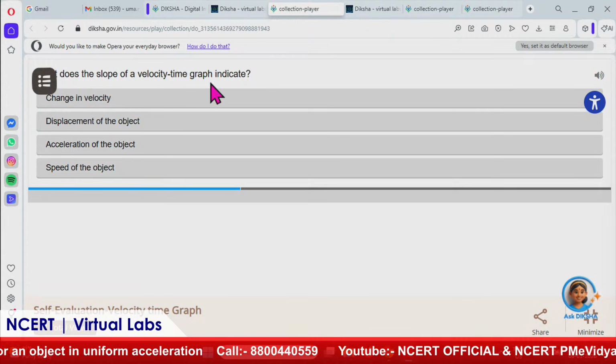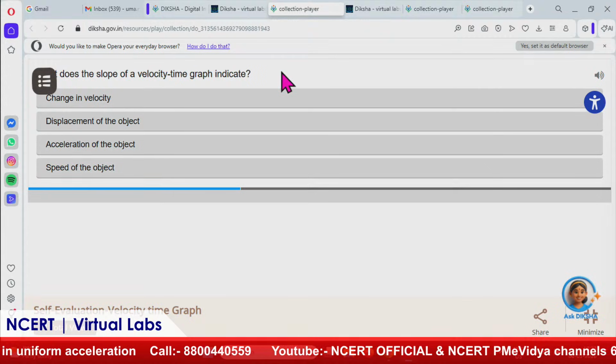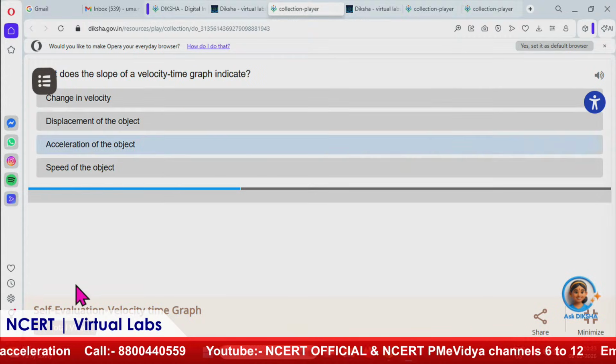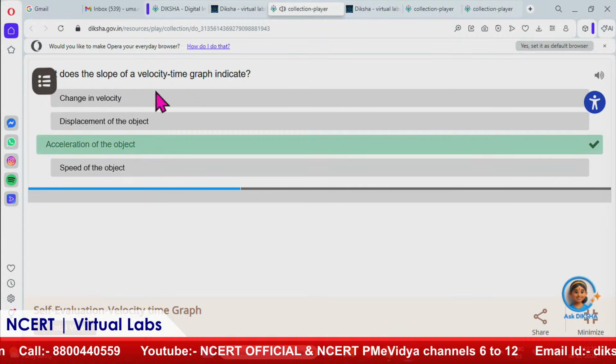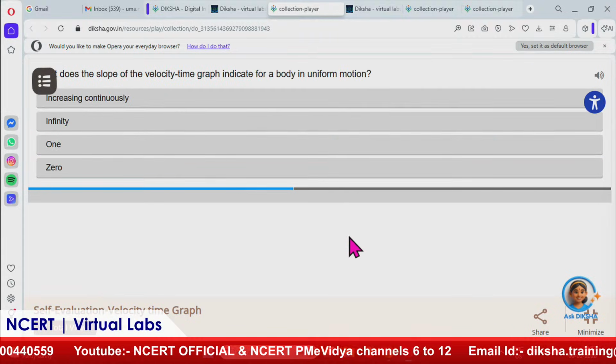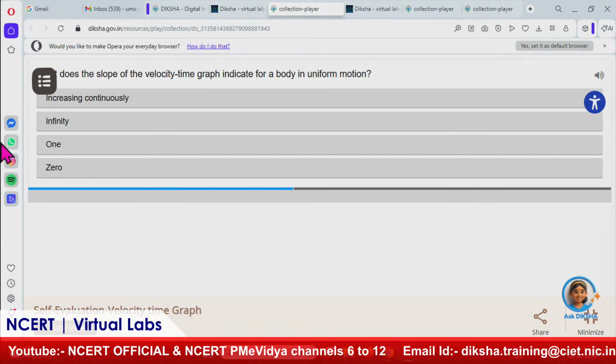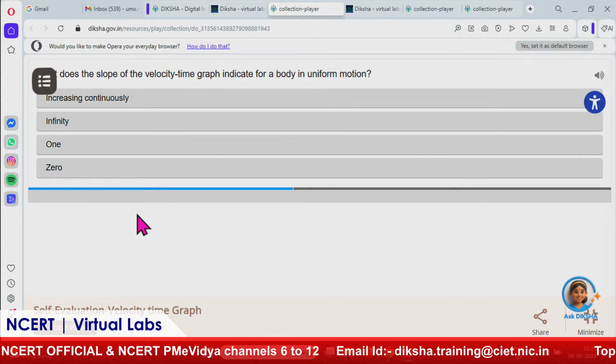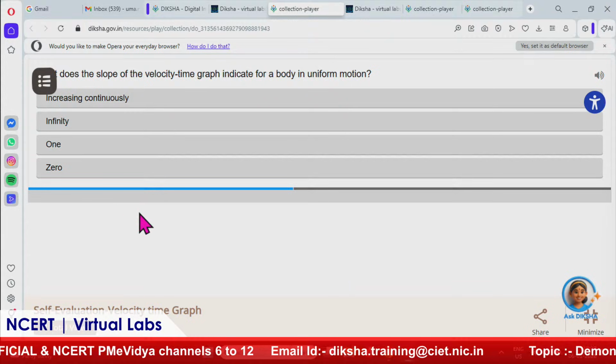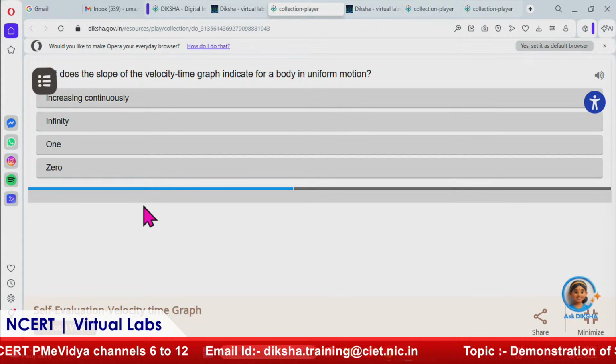What does the slope of the velocity time graph indicate? It is the acceleration of the object. It is correct. Because we have done this entire activity, we have plotted the graph, we understood the importance of the graph, what the slope is, how the slope is related to acceleration, and how the formula works.